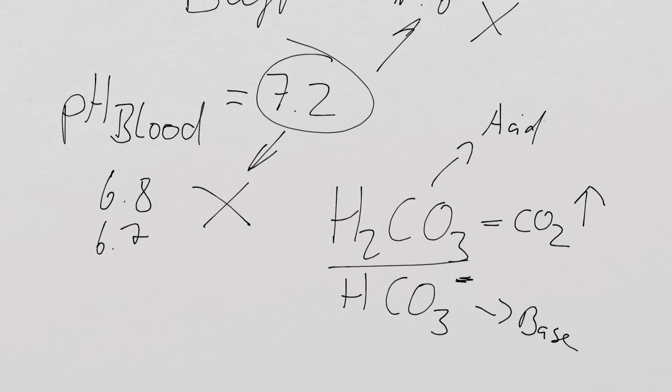What do you do? Breathe slowly, or breathe into a paper bag, because then you regain the carbon dioxide and you establish the right pH again. You see how incredibly important it is to have these buffer systems.